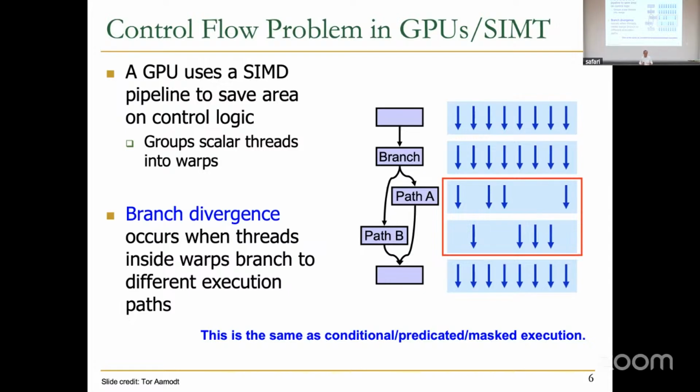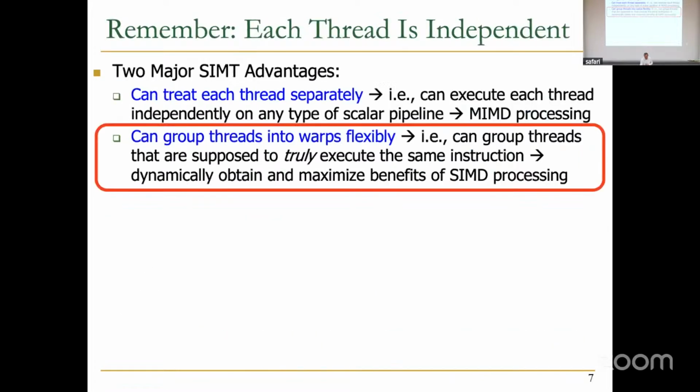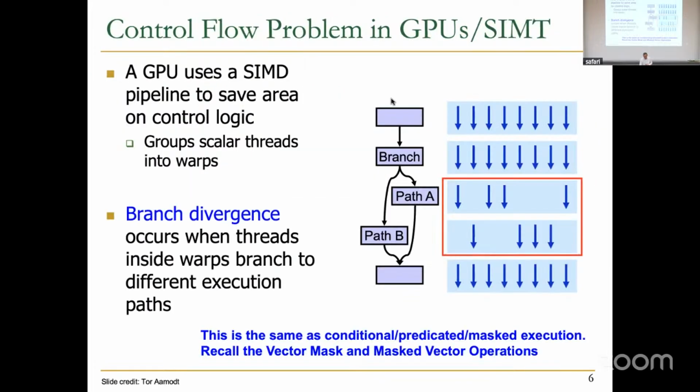Based on a branch instruction, it creates a mask, and it decides which of the data elements should be executed on for that particular program counter. So it's very similar to what we have seen with vector processing. Okay, recall the vector mask and masked vector operations. If you don't recall, it's on the slides from the SIMD lectures. Okay, so this was an example of how you dynamically create warps.